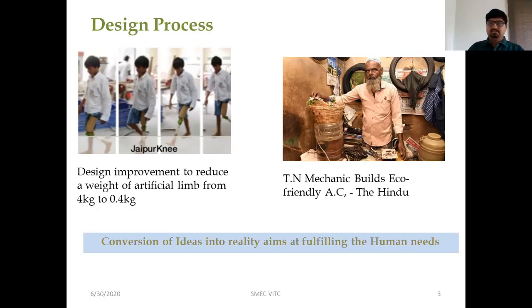Looking at the right side of the screen, a Tamil Nadu mechanic builds an eco-friendly air conditioner, which has come in the paper. You know that in Tamil Nadu, even in summer, the temperatures are very high. During that situation, he made an air conditioner which makes the place where he is living a little cooler compared to the outside environment. So all these things have happened. Conversion of ideas into reality aims at fulfilling human needs.